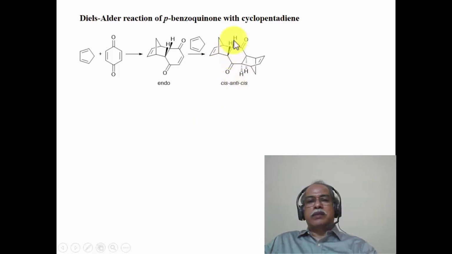So essentially you produce a cis anti-cis kind of a fusion in this bis adduct of the benzoquinone molecule with cyclopentadiene as the diene.